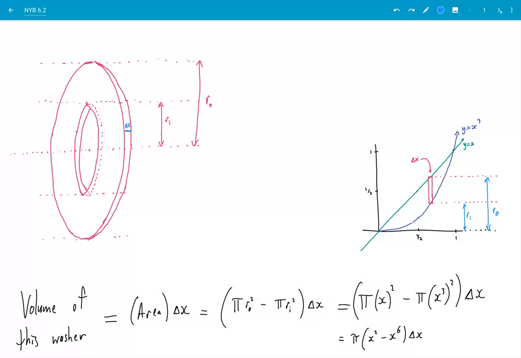Now, this point here, what's the y value? Well, it's on this curve, y equals x cubed, right? So the y value is x cubed. That's what I plug in there for my R_I. Likewise, if I look at the point up here, the y value is just x. So that's why x went in for R_O. Okay, the rest is just calculation.